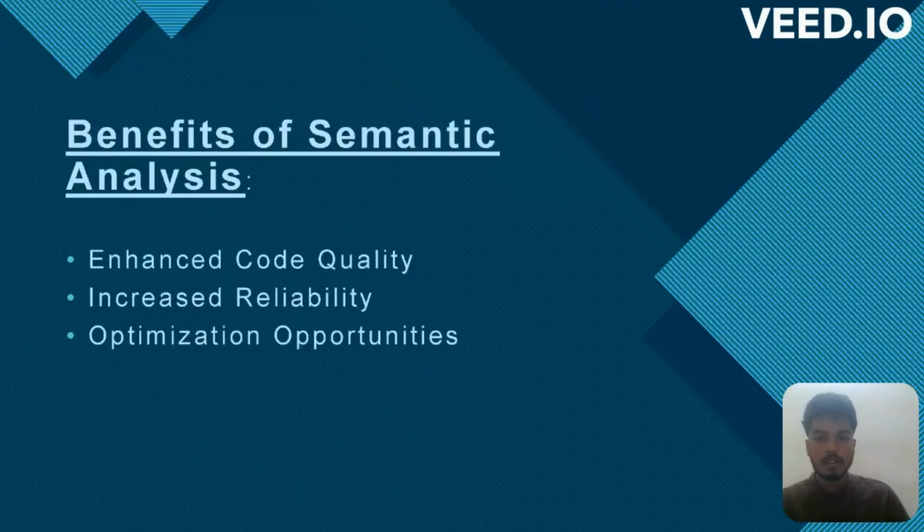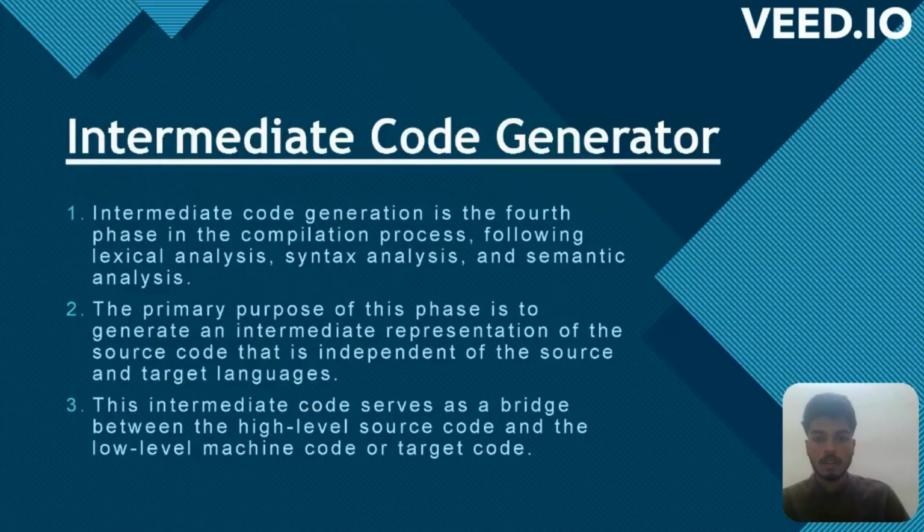Benefits of semantic analysis: enhanced code quality, increased reliability, optimization opportunities. Intermediate code generator is the fourth phase of the compilation process, following lexical analysis, syntax analysis, and semantic analysis. It is the fourth phase among the different phases of the compiler. The primary purpose of this phase is to generate an intermediate representation of the source code that is independent of the source and target languages.